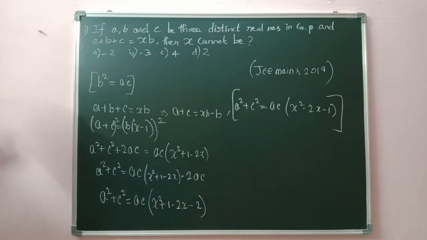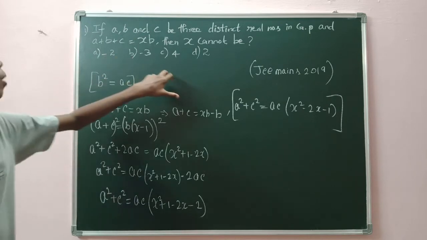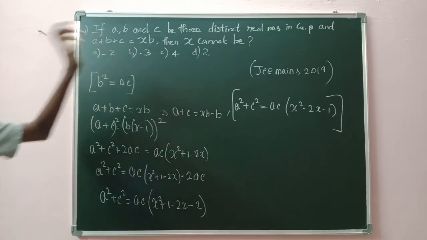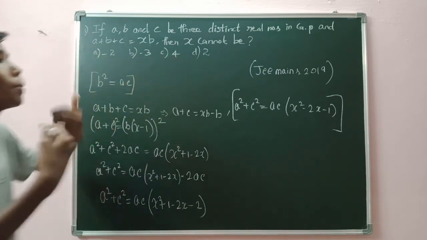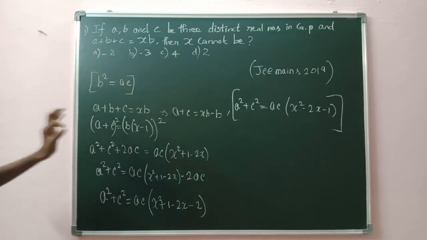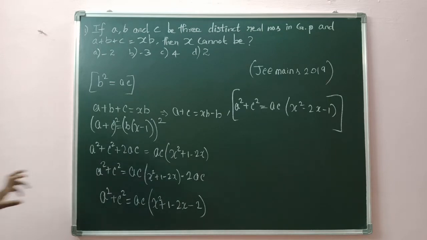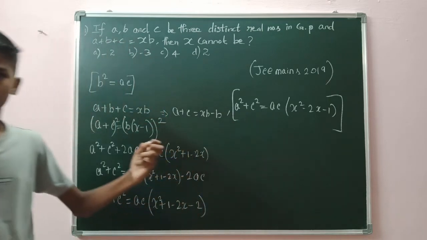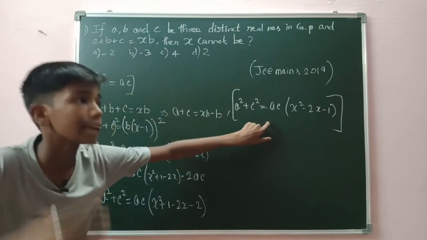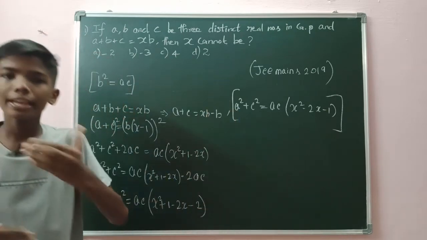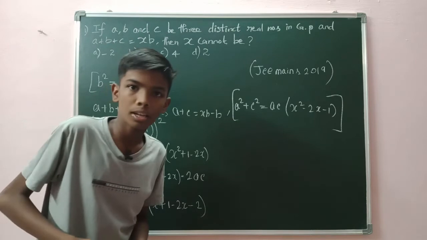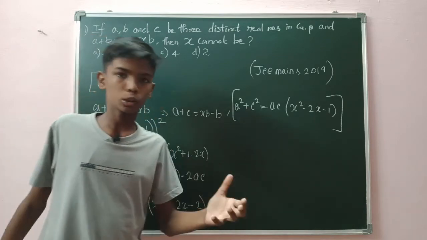Now, what are they asking in the question? They are asking which of the following options cannot be x. That is what they are asking now. So, how will you find that? This is where you need to observe this equation very carefully. Because if you observe this equation, you can conclude whether this particular expression is positive or negative. After that, you can eliminate the options, I mean, you can substitute the options, and that's what you're supposed to do.